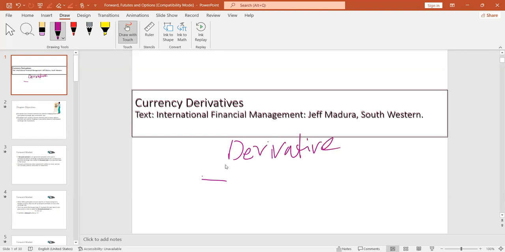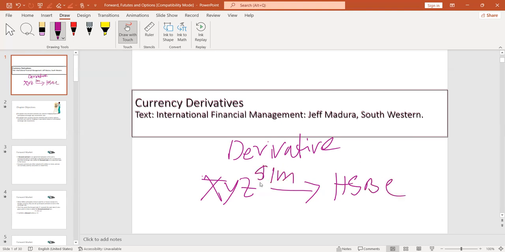Now, I am using one example. Suppose a company named XYZ wants to buy 1 million dollars from HSBC Bank at the rate of taka 85 per dollar. And the contract is for 90 days.